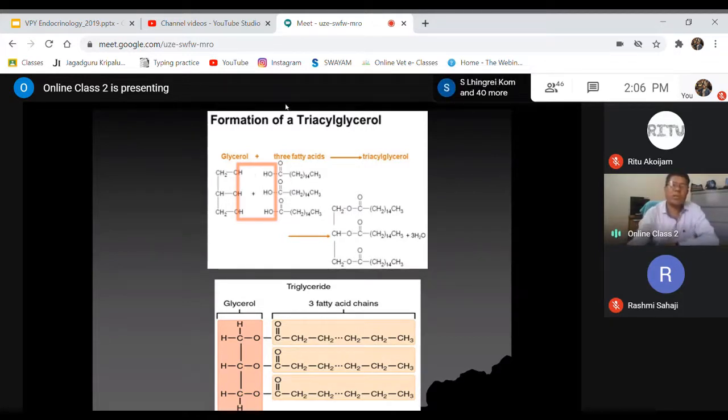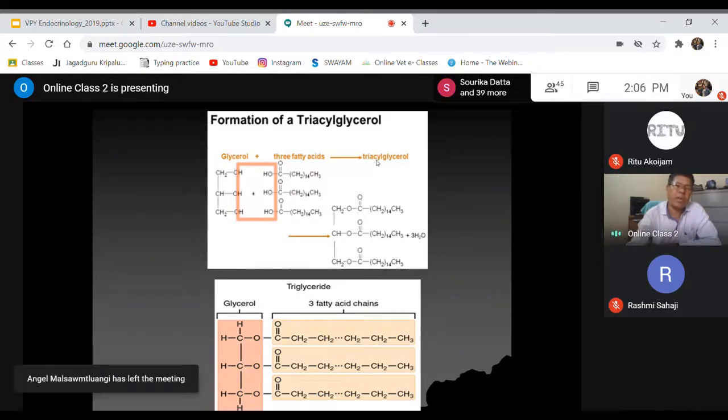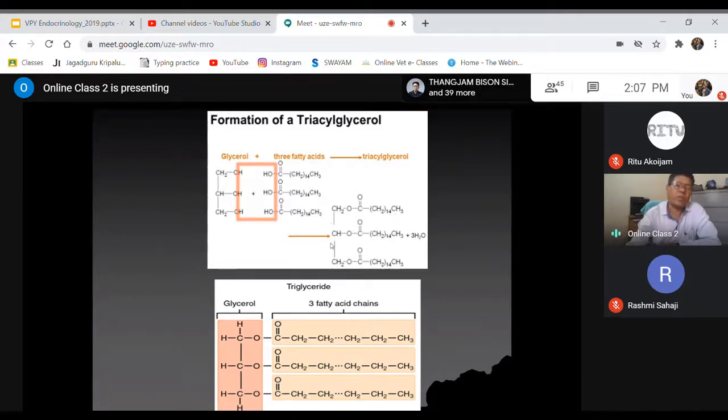Since there are three OH groups in the glycerol, three fatty acids can be linked: 1, 2, 3. Finally you get the triacylglycerol. Tri means three. Acyl is the fatty acid chain. Then you have the glycerol, so it is called a triacylglycerol. Same thing here in the second picture. First it is the glycerol, then the three fatty acids are linked to it, and you have the triacylglycerol. This we have already discussed.